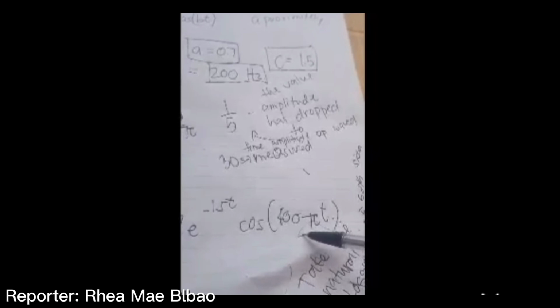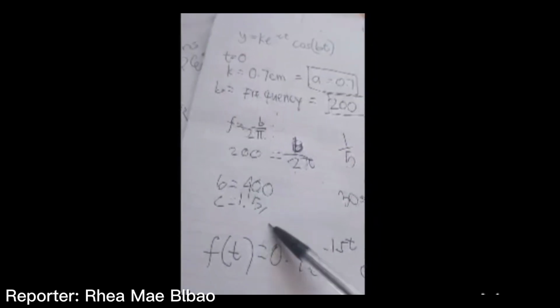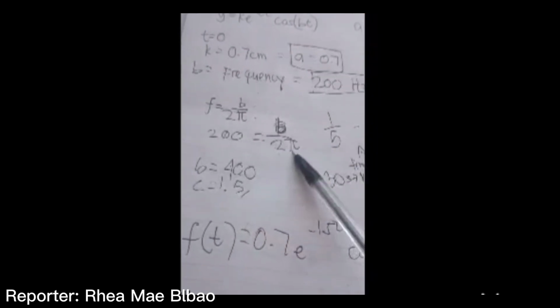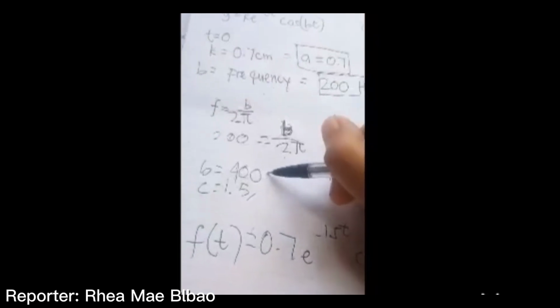So, 400 pi t, where t is time, because 200 times 2 equals 400. So, this is our answer.